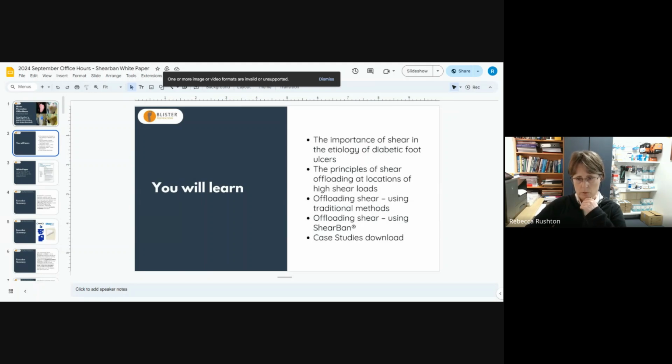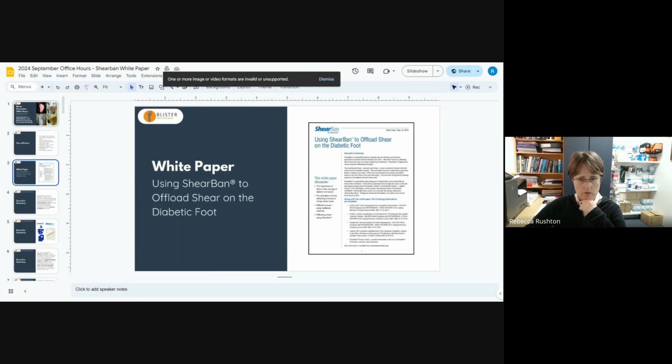So we're going to look at the importance of shear in the etiology of diabetic foot ulcers, the principles of shear offloading at locations of high shear loads, offloading shear using traditional methods and using ShearBan, and then we're going to have the case study download that I'm going to provide to you. So this is the white paper.